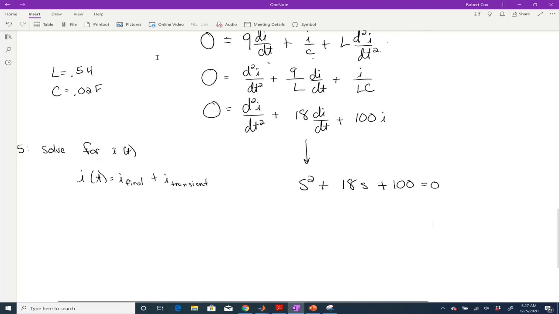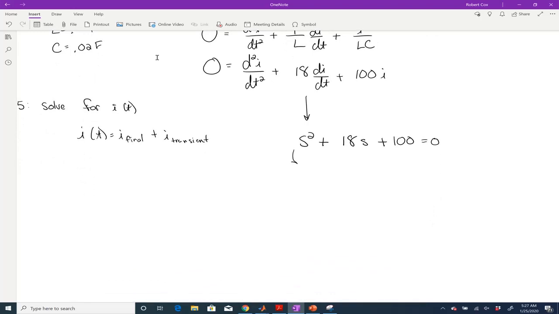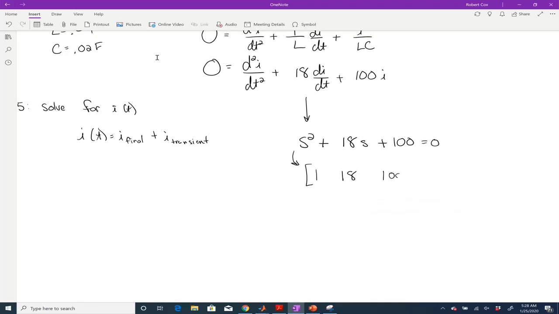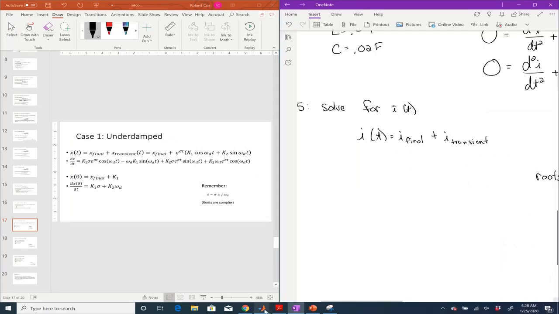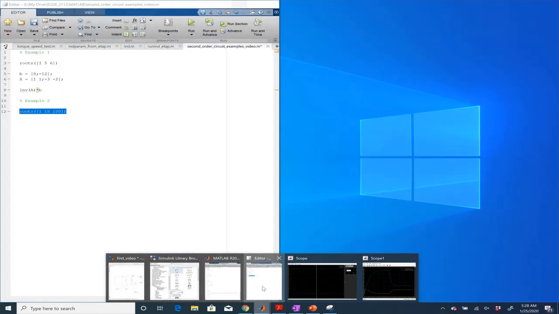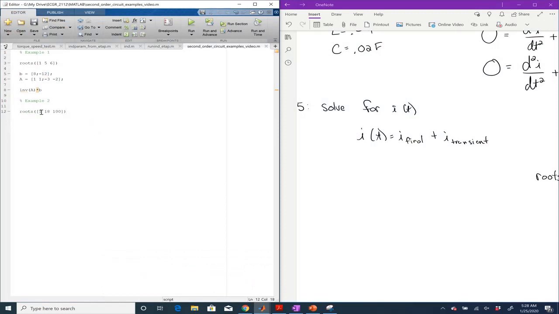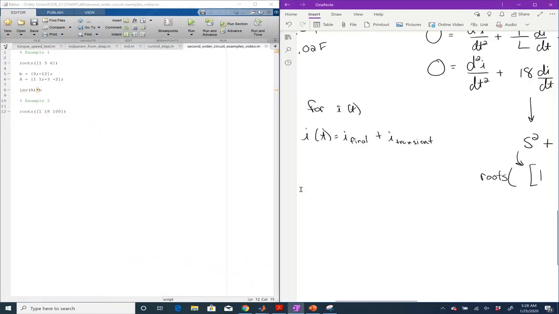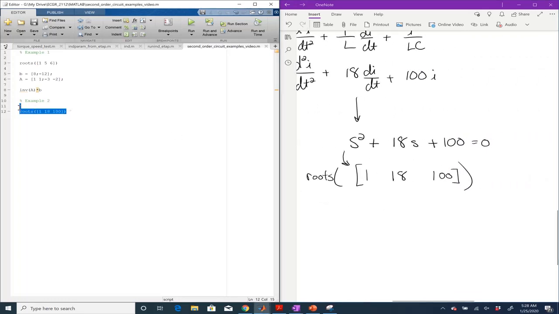To solve that, I always go to MATLAB. I pull off the coefficients. The highest order coefficient is 1, the middle coefficient is 18, and the zero order coefficient, the lowest one, always comes last. In this case, it's 100. I put them in square brackets and take the roots of that. So roots of 1, 18, 100.